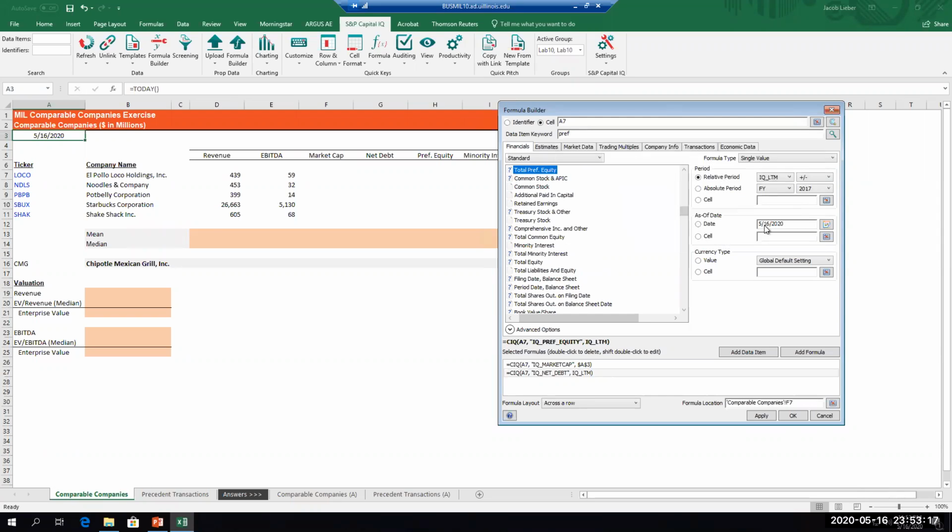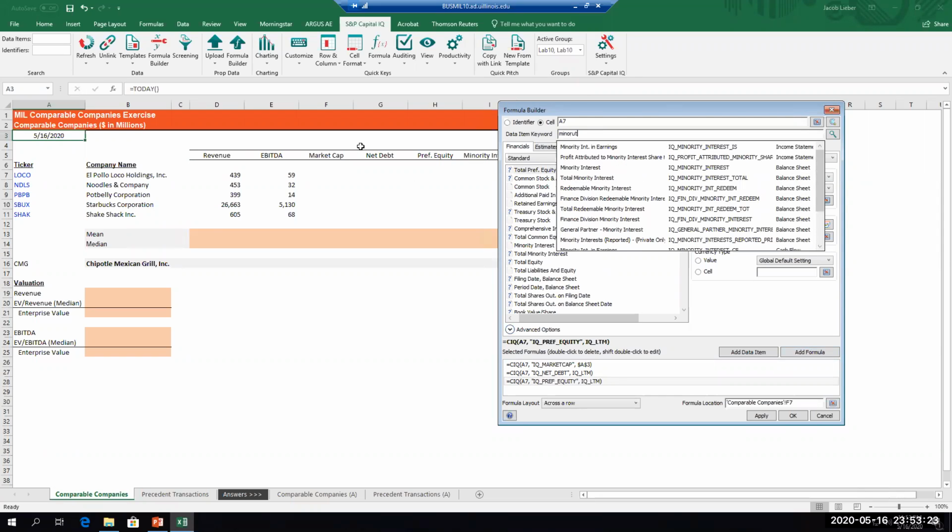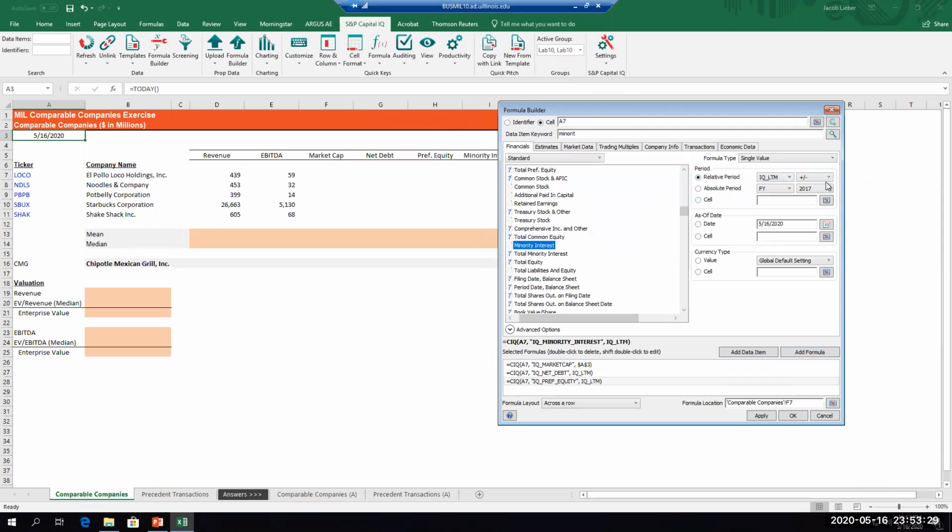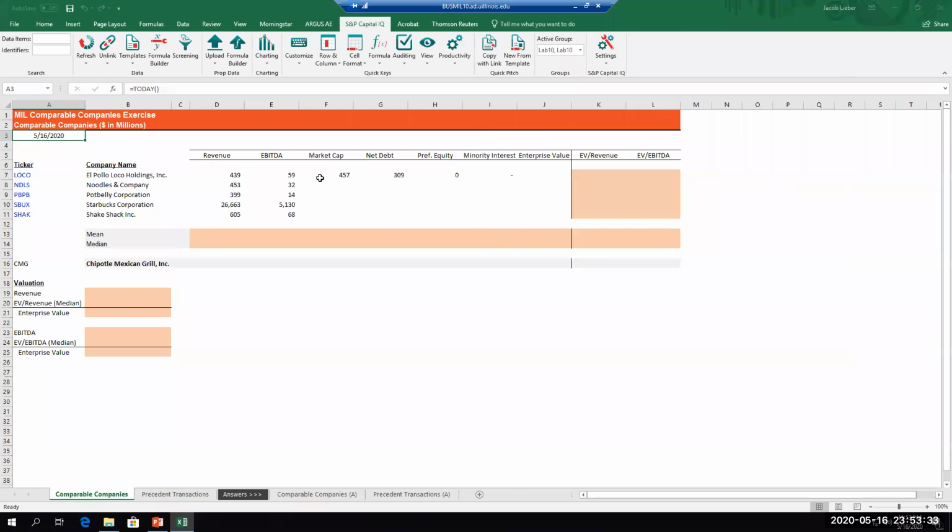Total preferred equity. Add formula. And minority interest. Minority interest. Again, want this as the last 12 months. Add formula. Okay. As you can see, I just dragged in all of the important information for calculating enterprise value.